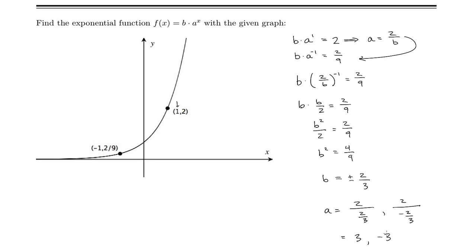And for exponential functions, the base, which is a in this case, has to be positive. So we're not allowed to have negative 3, meaning it couldn't have been the negative 2/3. So our b is positive 2/3 and our a is 3. So our function equals b and then a to the x.